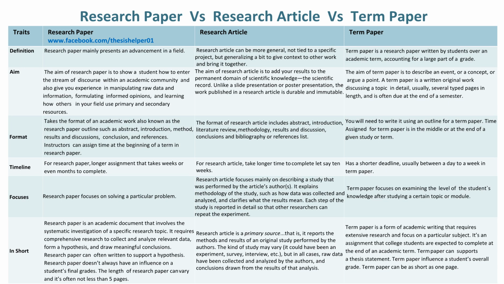Whereas, term paper is a form of academic writing that requires extensive research and focus on a particular subject. It's an assignment that college students are expected to complete at the end of an academic term. Term paper can support a thesis statement. Term paper influences a student's overall grade. Term paper can be as short as 1 page.